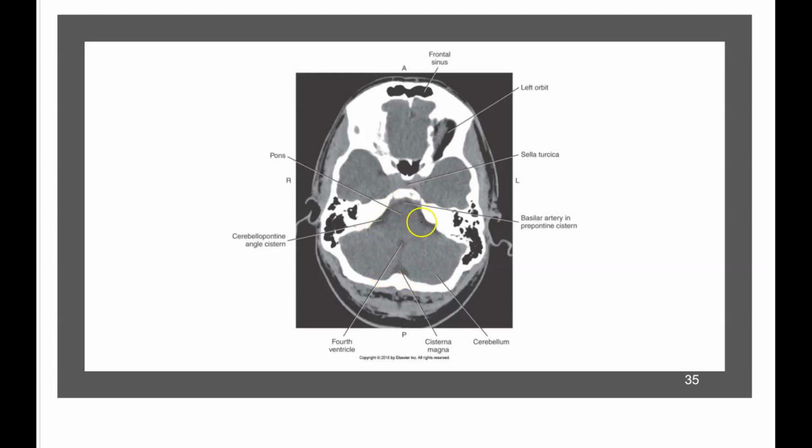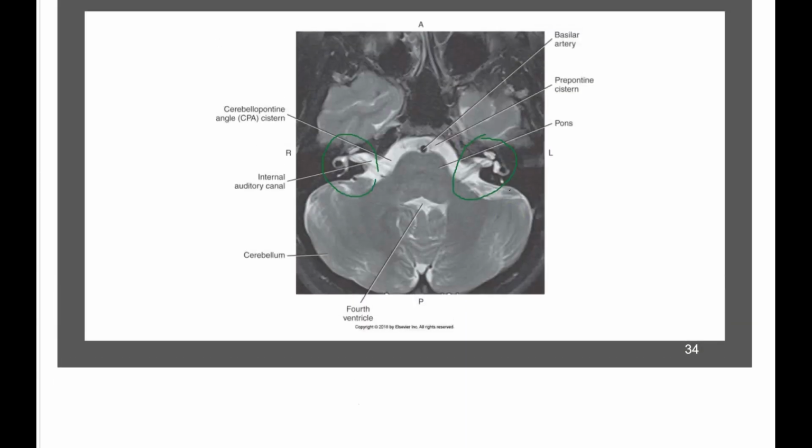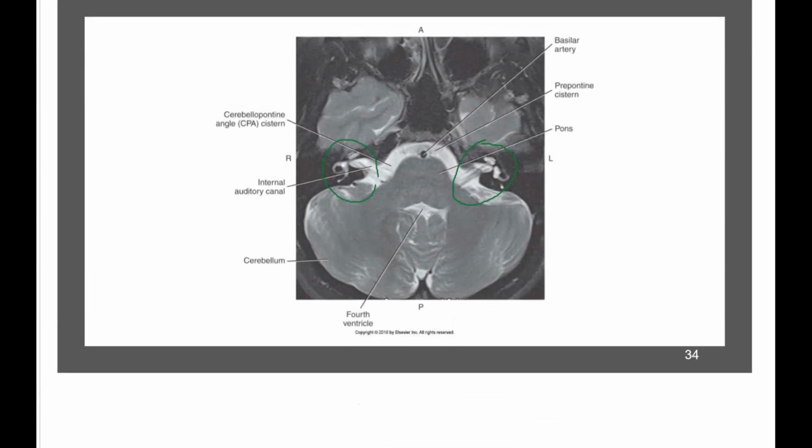Okay, so your CPA comes all the way around, and the basilar artery is supposed to be right there, but we don't see it, which is normal. It's fine on CT. We get a lot better detail with MRI. So if you look at this image and you look at this image, there's a huge difference in the detail.